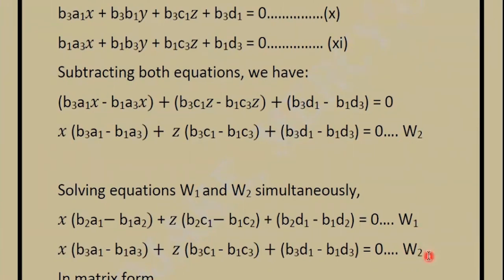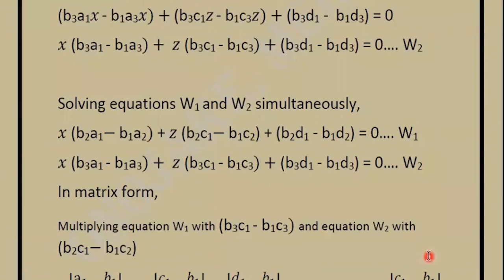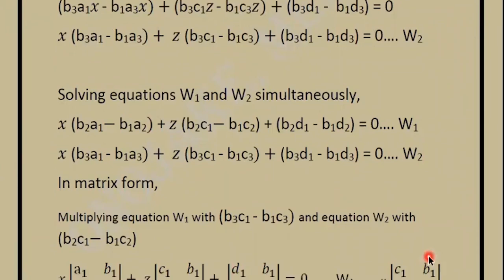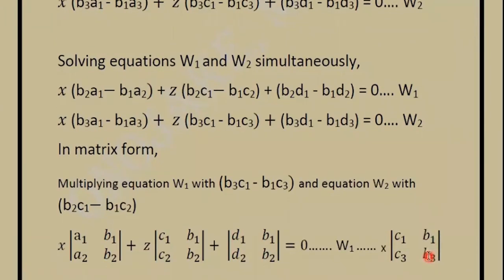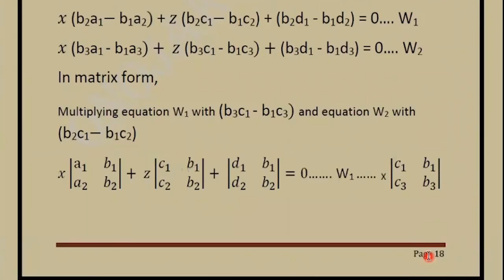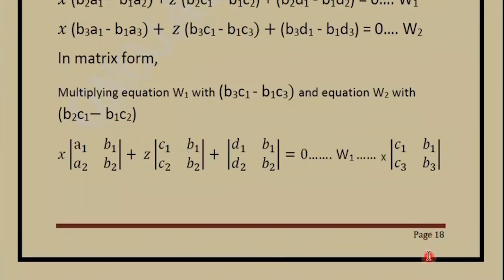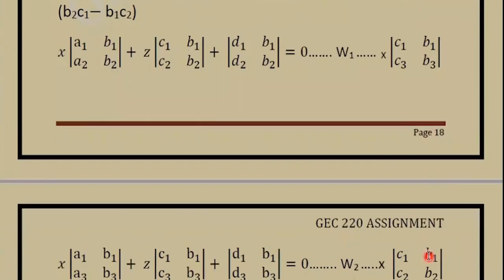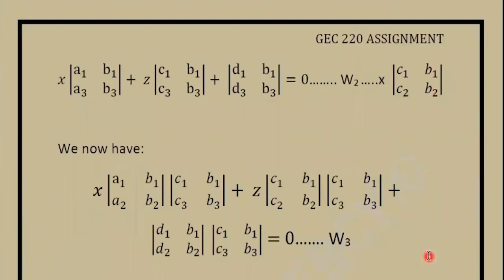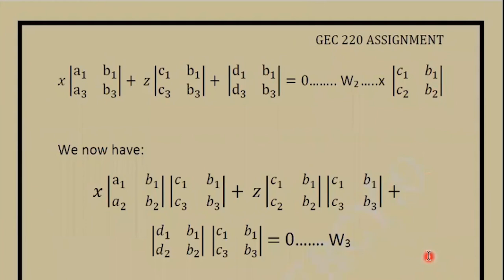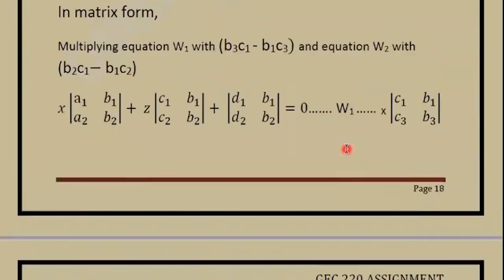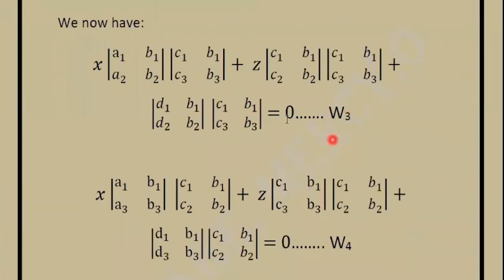But this is looking a little bit clumsy and difficult to comprehend. So we put it in a matrix form for easy understanding. After multiplying with the inverse of the coefficient, we have this.